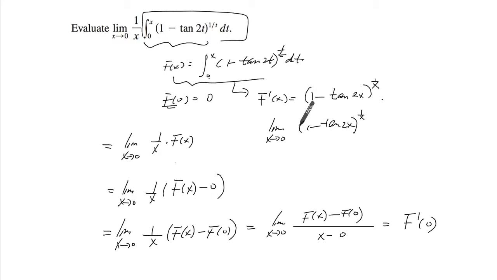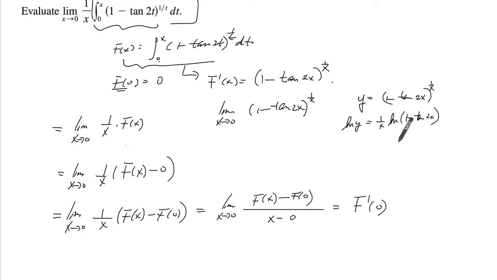And what we want to do is to let this be y. We did this in L'Hopital's rule. Let's ln both sides. Ln of y. If you ln this, you can bring that power down in front of the ln. And let's find the limit of this.